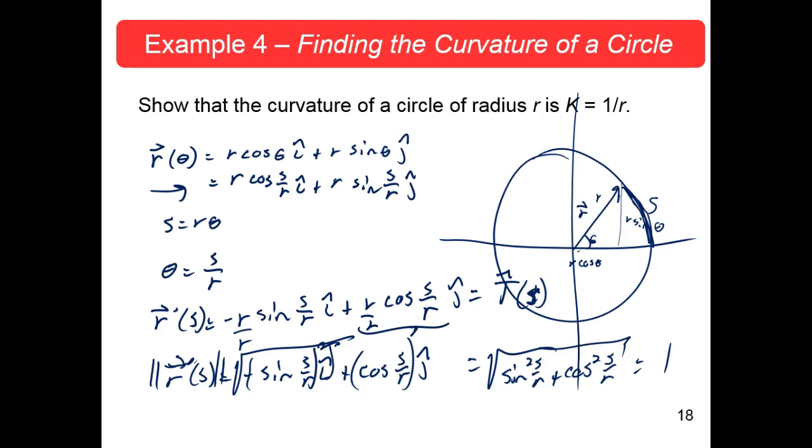Well, the definition of curvature is the derivative of this with respect to s. So let's take the derivative of that with respect to s. Let me write it down again. This is minus sine s over r i plus cosine s over r j. So do our dT ds. Take the derivative of that, and what do you get?